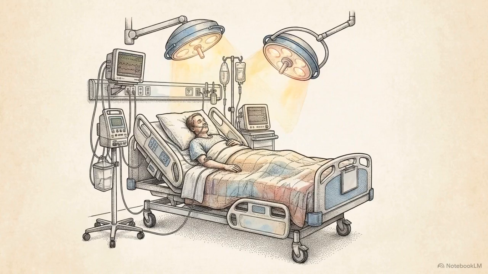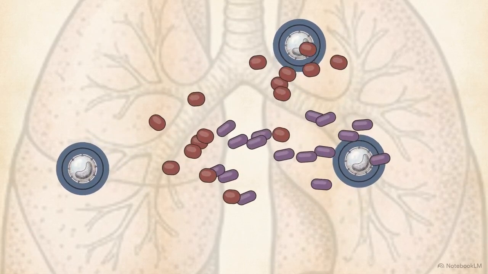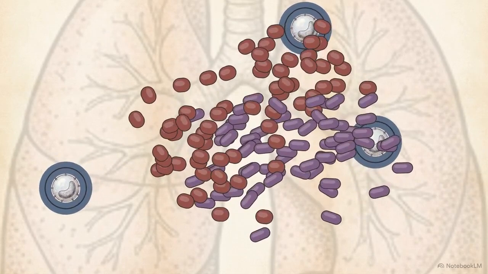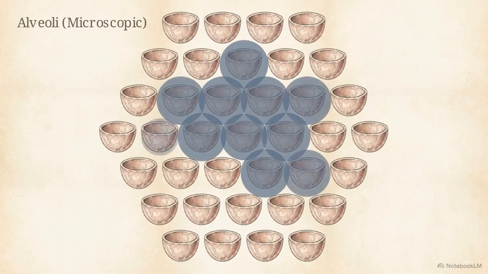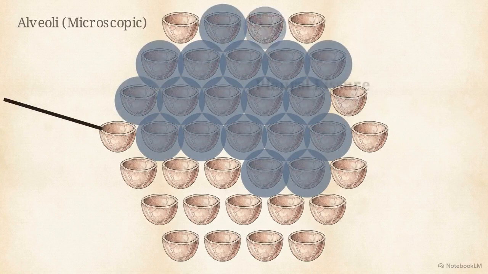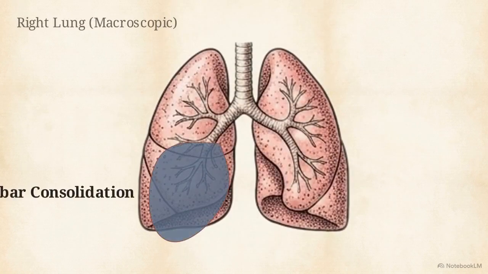Neonates are particularly vulnerable. Their naive T cells and lack of immunological memory allow maternal colonizers like Group B Streptococcus and E. coli to seed the lungs rapidly. Streptococcus pneumoniae causes lobar consolidation through a specific mechanism. The thin edema fluid it provokes flows through the pores of Kohn, microscopic channels between alveoli. This radial spread continues until it hits the structural barrier of a pleural fissure.